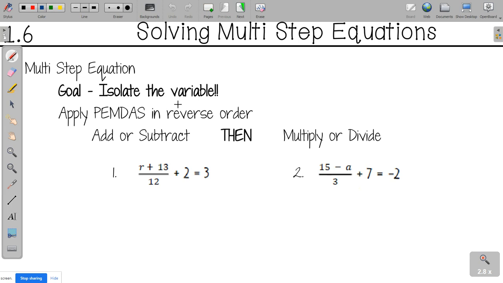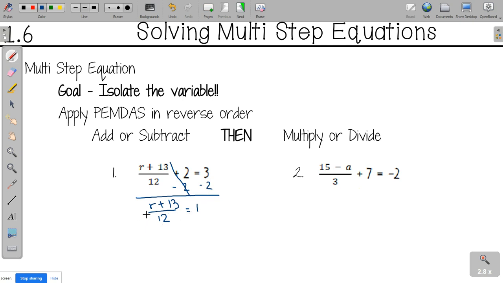So let's look at number 1. We have r plus 13 divided by 12 plus 2 equals 3. So we have to get r by itself. r is in this fraction, so we have to remove everything and then work from the fraction. So we have to subtract 2 from both sides. It brings down our r plus 13 over 12 is equal to 3 minus 2, that is 1.